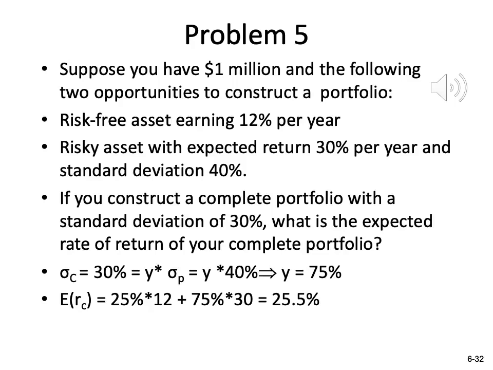To do that, we can use the formula to calculate the complete portfolio standard deviation. So sigma C is 30%, which equals 40% times the weight you put in the risky portfolio. So the weight is 75%. Now we know 75% of the money is in the risky portfolio, 25% of the money is in the T-bill. Then we can calculate the complete portfolio's return by calculating the weighted average return of the risk-free asset and risky asset. Now we have the complete portfolio return, 25.5%.